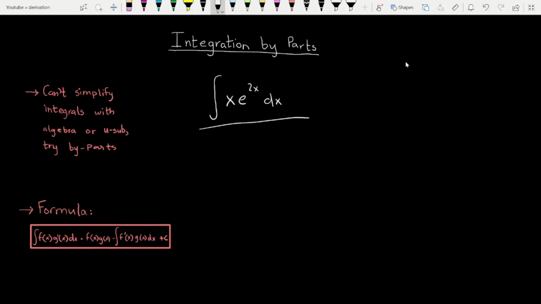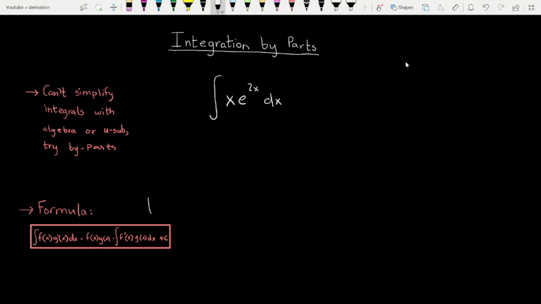So you've got an integral and you've tried algebraic techniques, you've tried u-sub, but you realize that you can't do anything with the integral. So that's where this comes in. If you can't simplify your already complex integral with algebra or u-sub techniques, there's probably a high chance that it solves using integration by parts, and that's what I'm going to teach you guys.